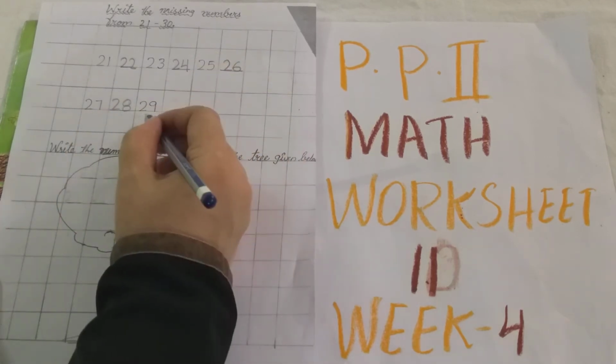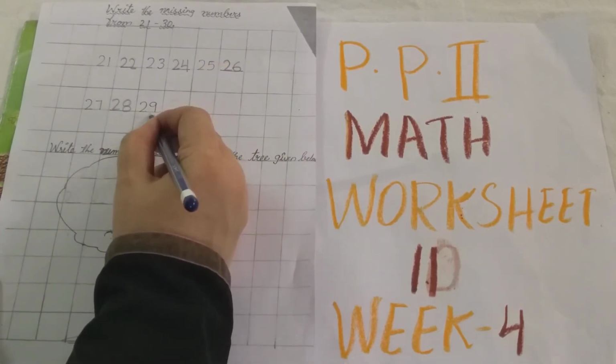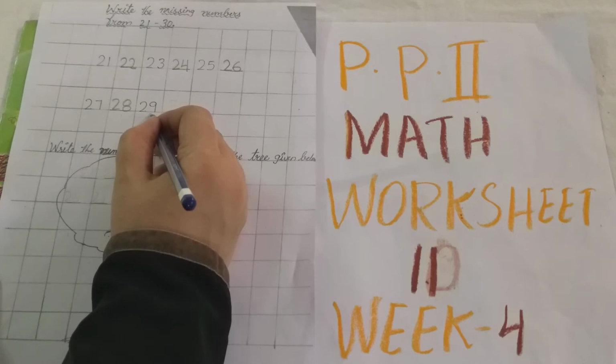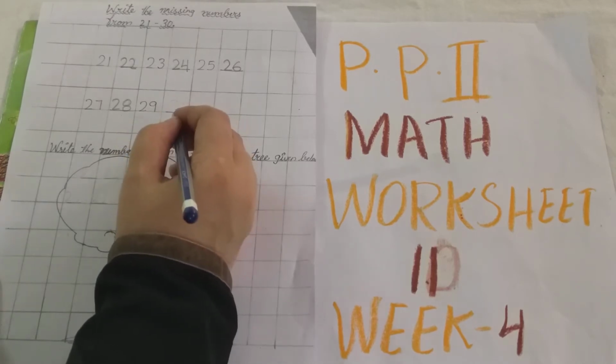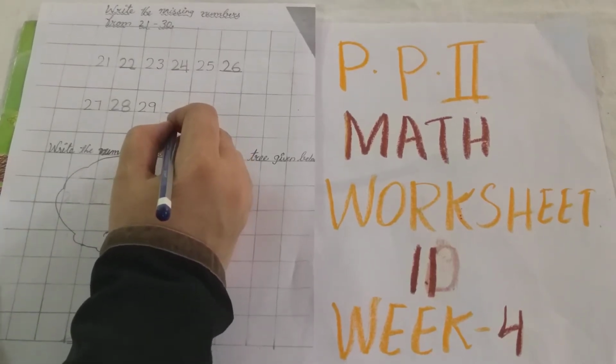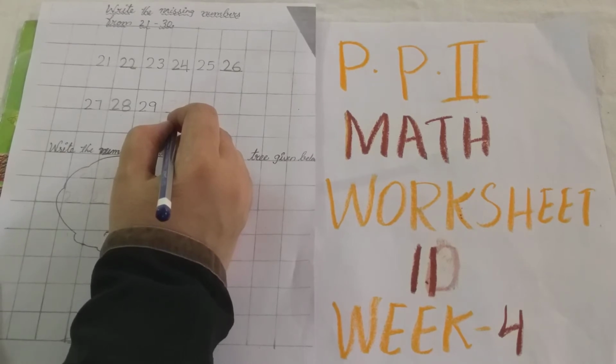Okay. Now 29 is already here. After 29, which number should I write here in the dash?